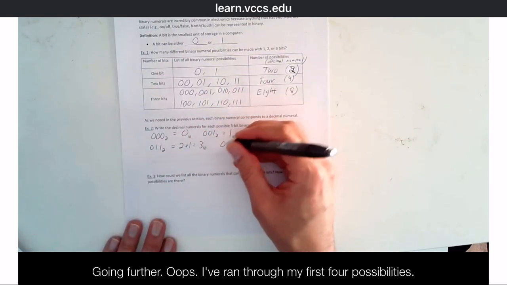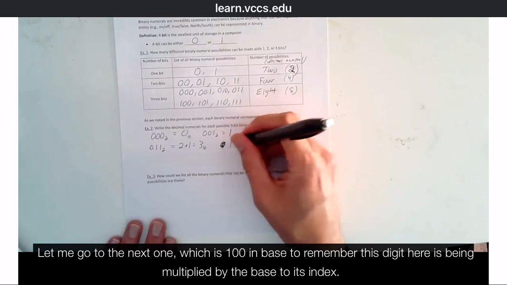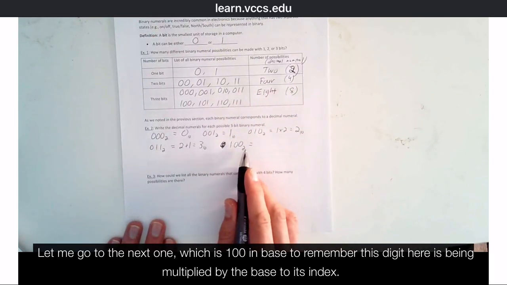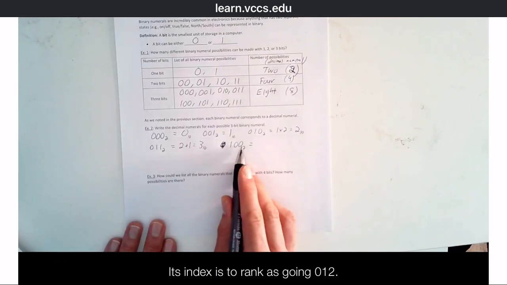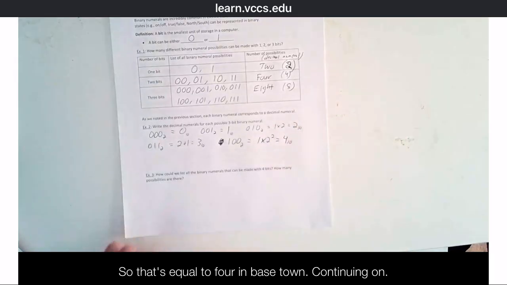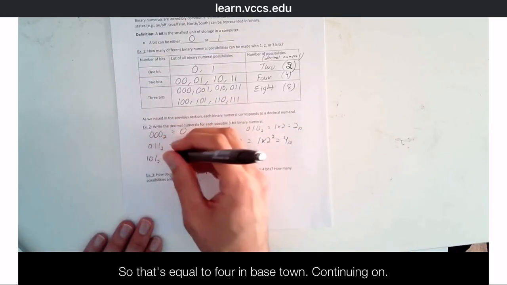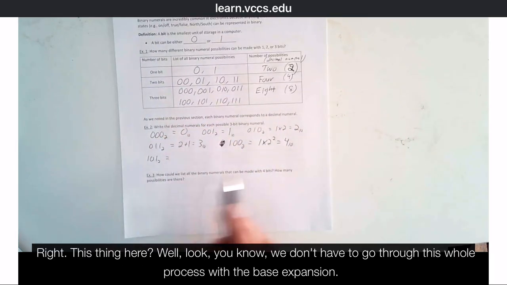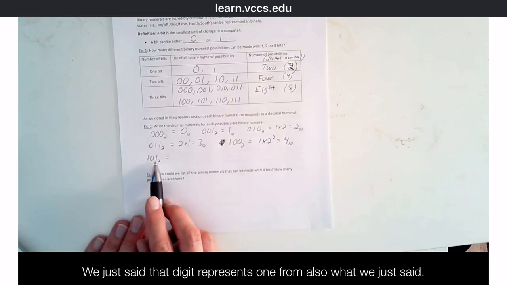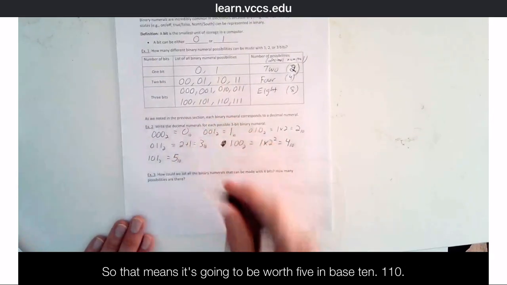Going further, I've run through my first 4 possibilities. Let me go to the next one, which is 1, 0, 0 in base 2. Remember, this digit here is being multiplied by the base to its index. Its index is 2, right, because we're going 0, 1, 2. So this is going to be 1 times 2 squared. So that's equal to 4 in base 10. Continuing on, we don't have to go through this whole process with the base expansion. We start to get better at this, right? We know that that digit represents 4 from what we just said. That digit represents 1 from also what we just said. So that means it's going to be worth 5 in base 10.